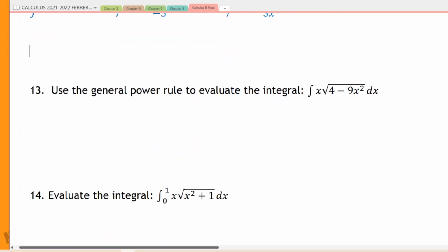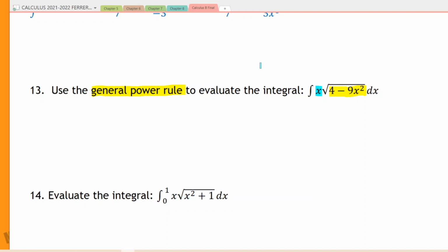Moving on to 13, we have a general power rule to evaluate the integral. Now, this one says use general power rule. But when I look at the integrand, I notice that inside the square root, I've got a 4 minus 9x squared. And if I take the derivative of 4 minus 9x squared, I get a negative 18x. And there's an x here. Again, that negative 18, that constant multiple, does not bother me at all. I can use that in any substitution method. So I believe we're going to use the substitution method.